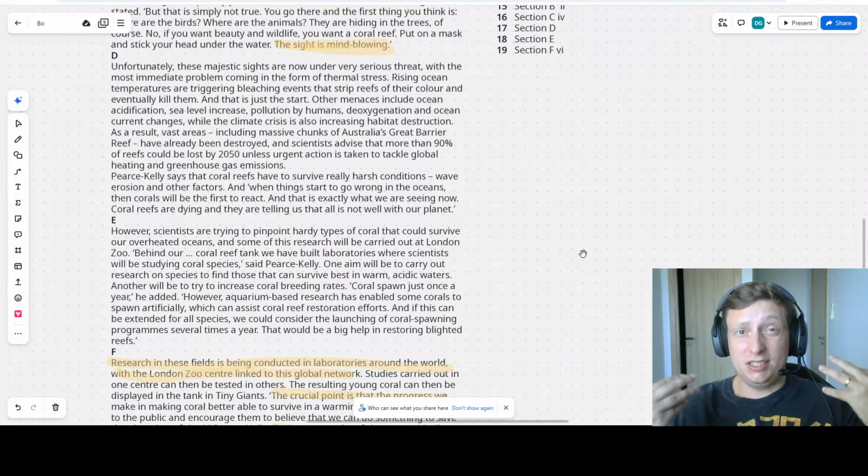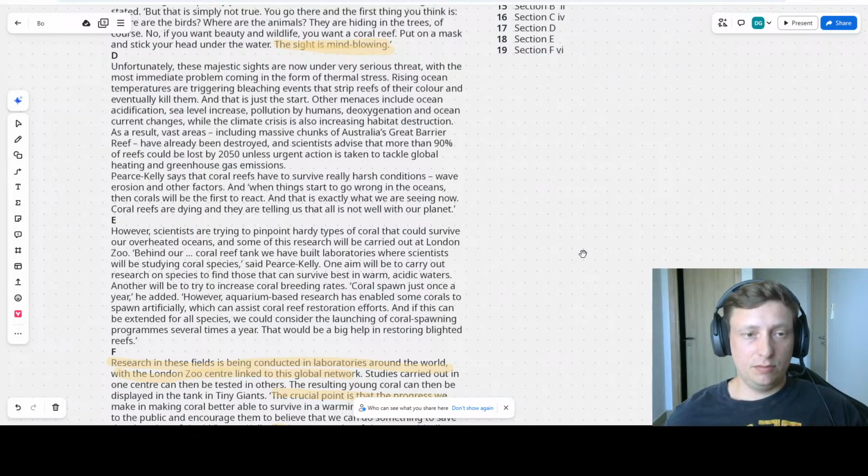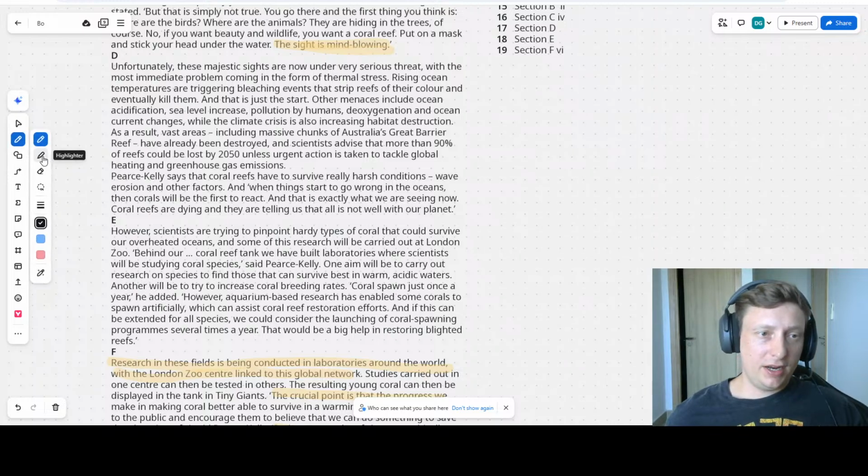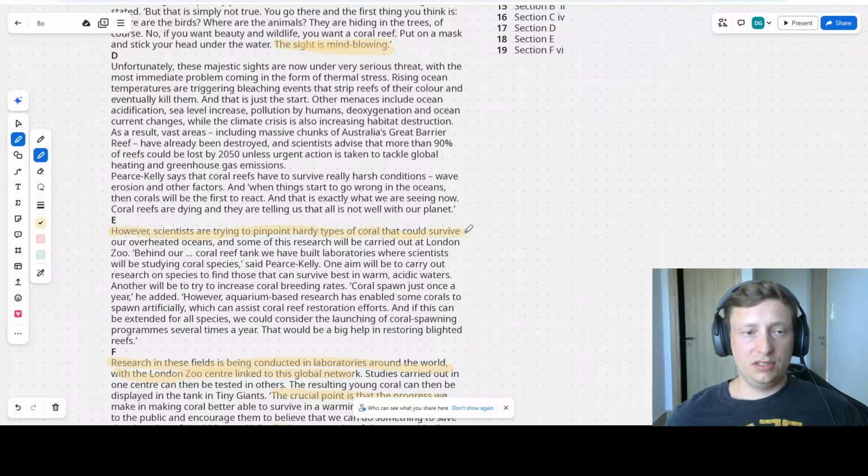Now we're getting to the more difficult paragraphs, just because there's more information to consume. Yet again, we want to start by reading the first sentence. Scientists are trying to pinpoint hardy types of coral that could survive our overheated oceans. Okay, so they're looking for a coral that is going to survive overheated oceans. So we could paraphrase this as like a climate cause or a climate problem. That would be a big help in restoring blighted reefs.